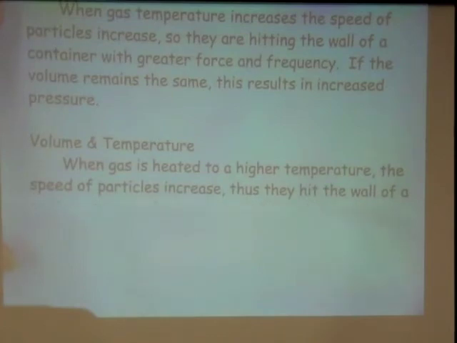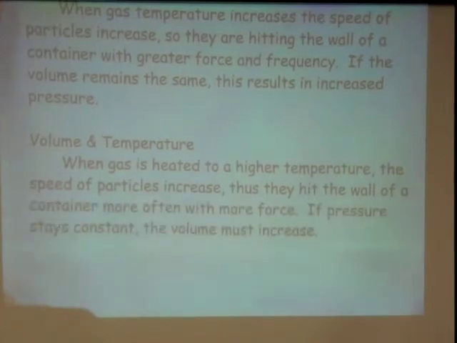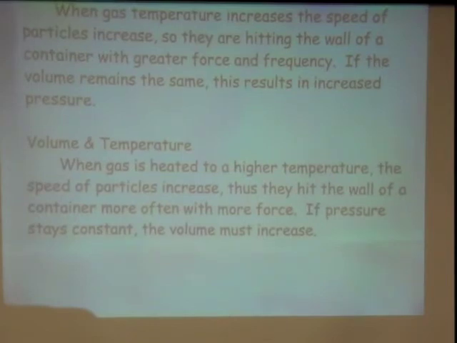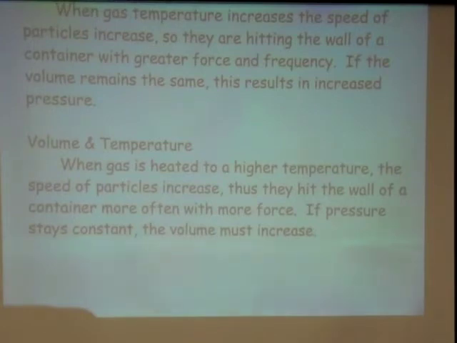Okay, so this one is a little bit trickier. Let's go ahead and read it, and then I'll talk about this. When gas is heated to a higher temperature, the speed of the particles increases. Thus, they hit the wall of a container more often with more force, right? So higher temperature means higher kinetic energy, and so they're moving faster. So they hit the wall of the container more often with more force.